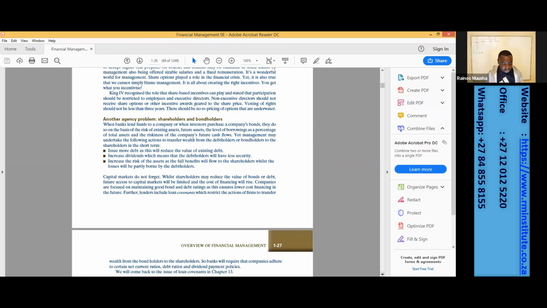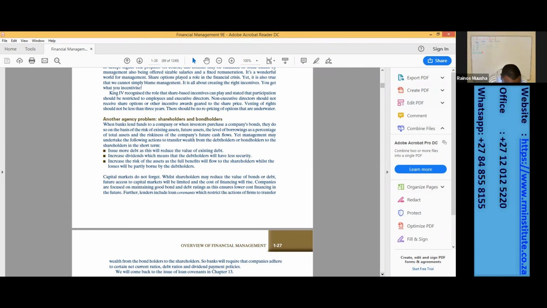Another agency problem that arises is between the shareholders and the bondholders. Here they say when banks lend funds to a company and when investors purchase a company's bonds, they do so on the basis of the risk of existing assets, future assets, the level of borrowing as a percentage of the total assets and the riskiness of future cash flows. Yet management may undertake the following actions to transfer wealth from the debt holders or bondholders to the shareholders in the short term.